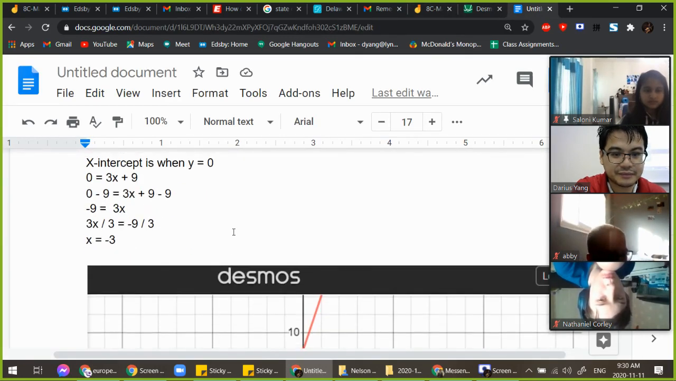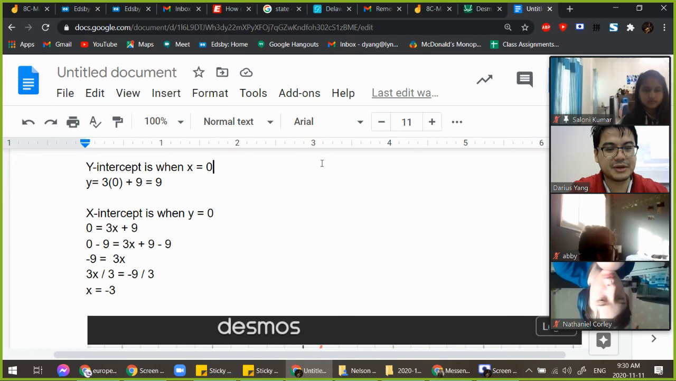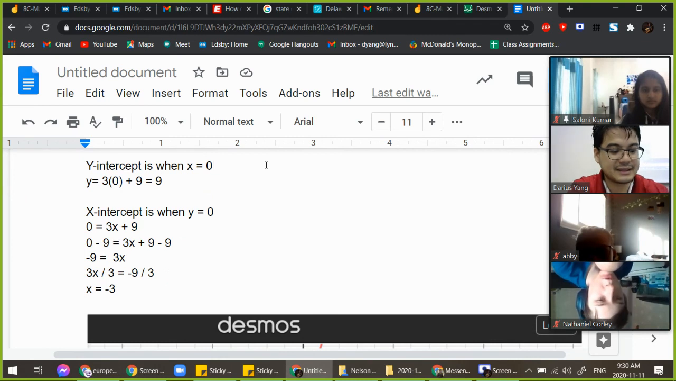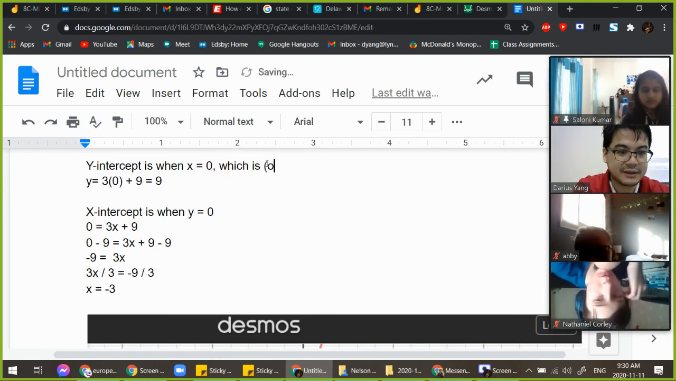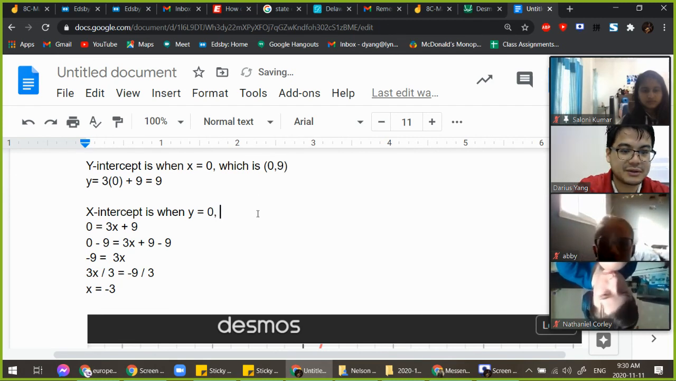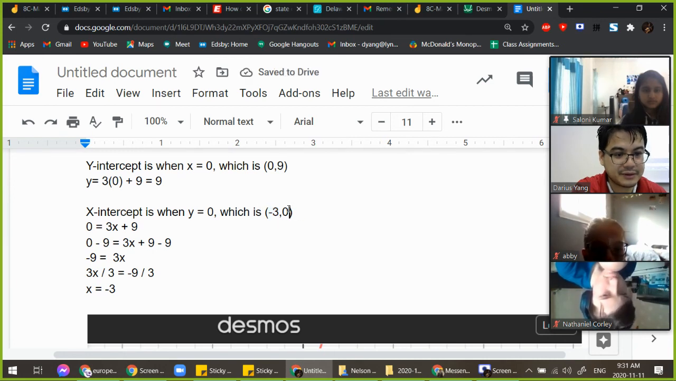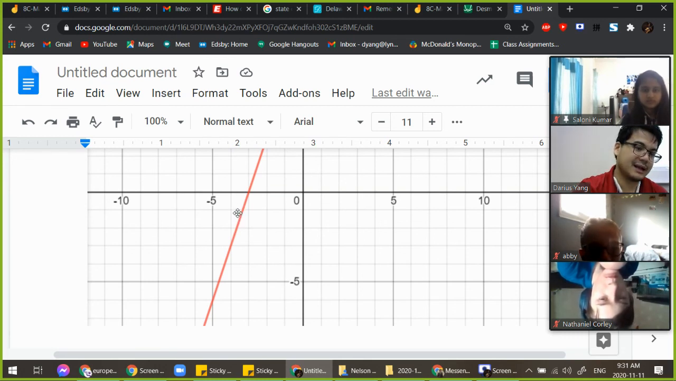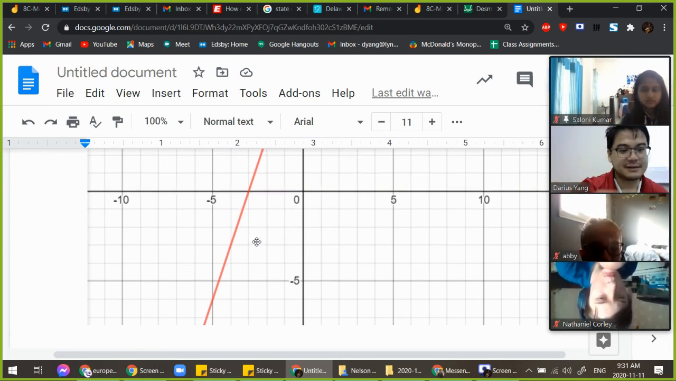So in conclusion, y-intercept is when x is 0, which is 0, 9, right? And x-intercept is when y is 0, which is negative 3, 0. It's always x coordinate first and then y. So this is negative 3, 0. X is negative 3, y is 0. X is the horizontal distance, and y is the height, the vertical distance.